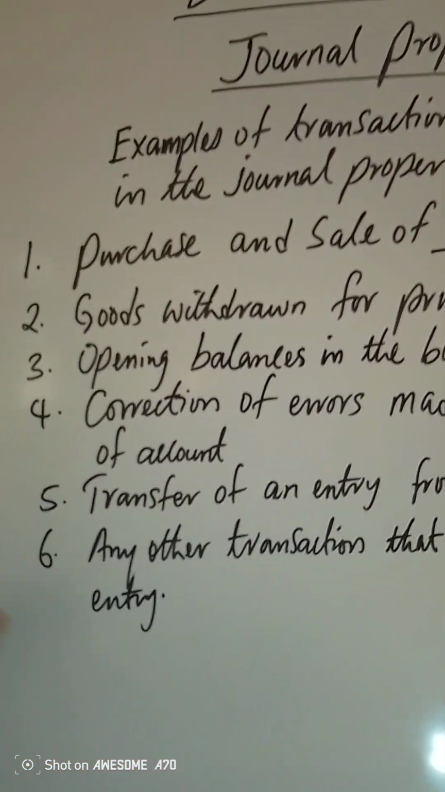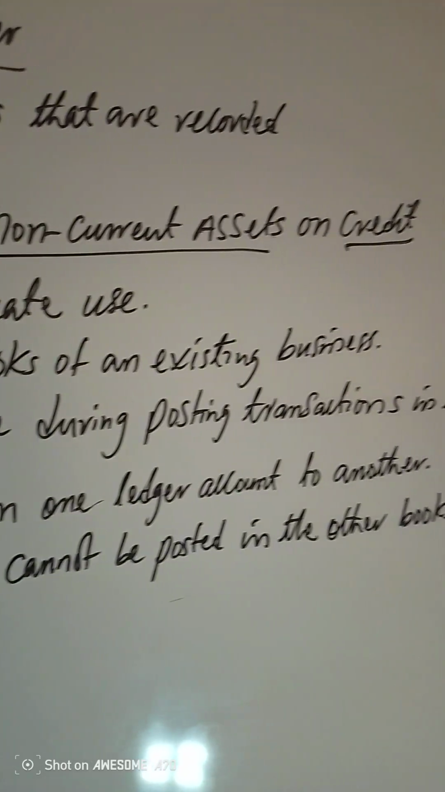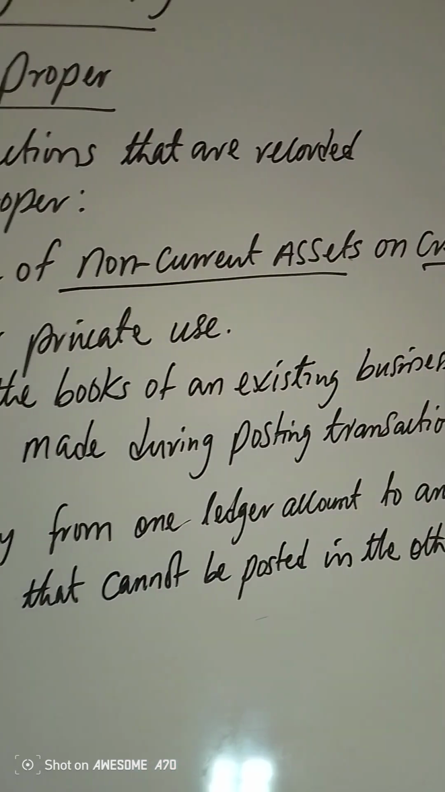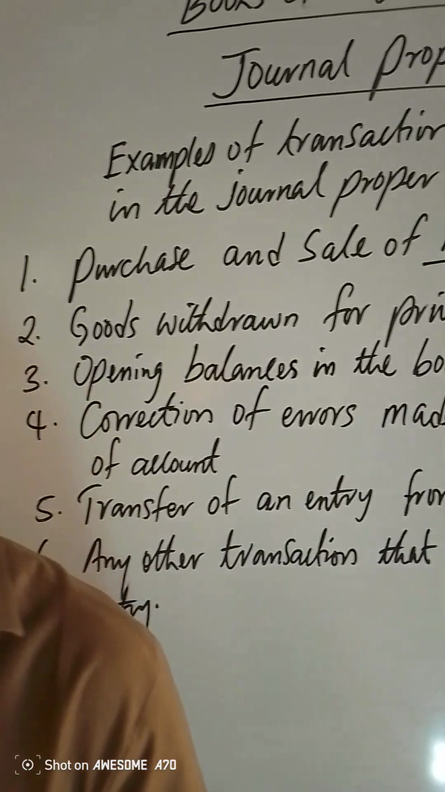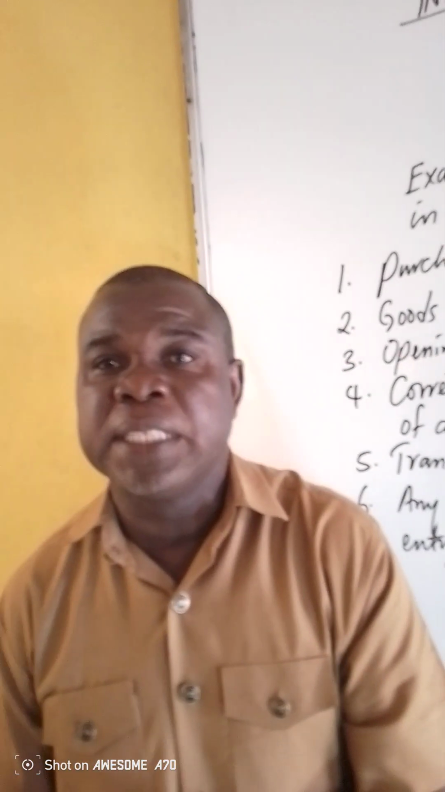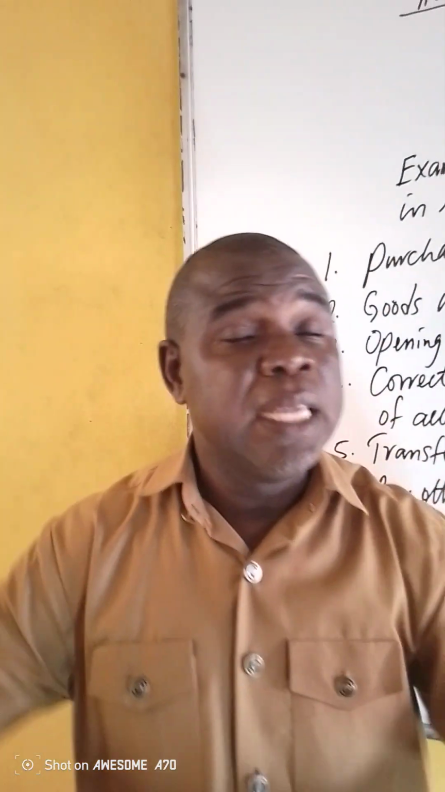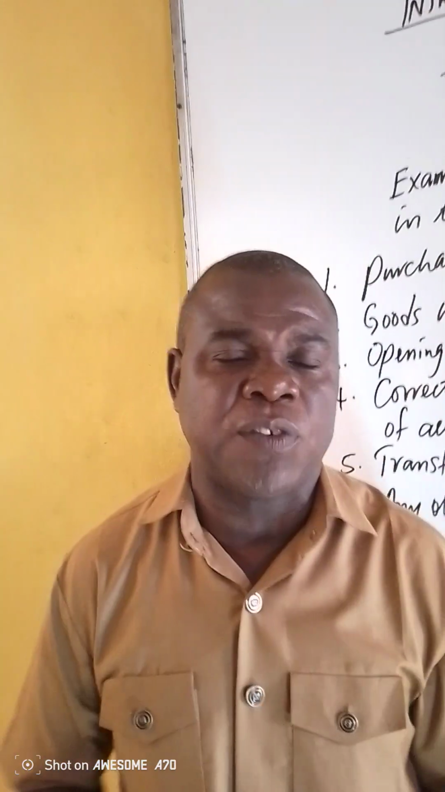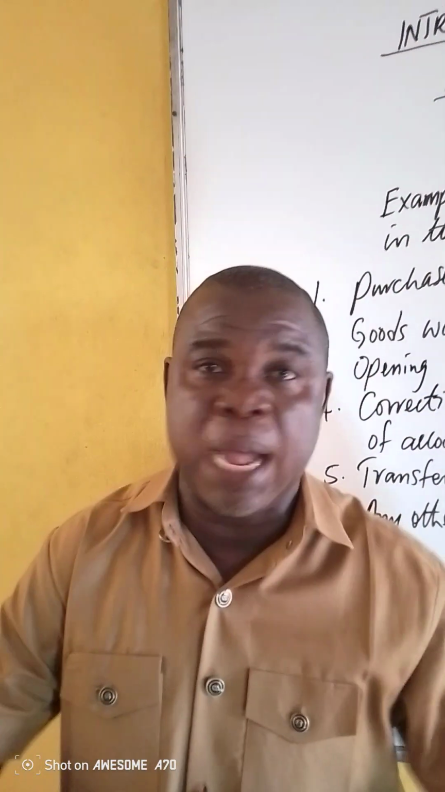The next one is transfer of an entry from one ledger account to another. This is another entry that is also recorded in the journal proper. A transfer entry is a situation whereby an amount is moved from one account to another account. For example, Mr. A owns the business and decides to pay another person's debt. It means the transaction made in Mr. A will be moved to Mr. B, and many other transfers.